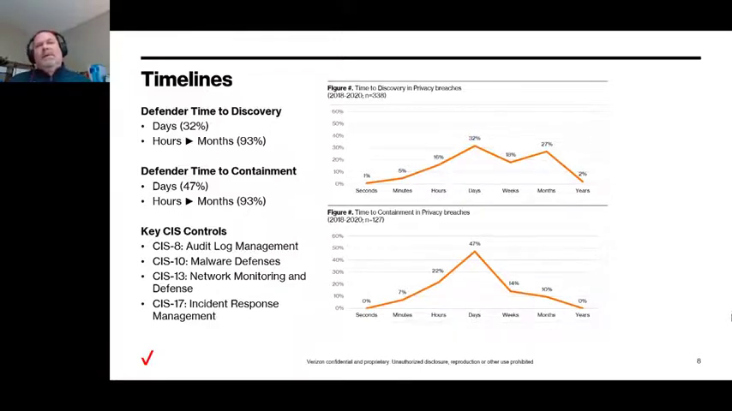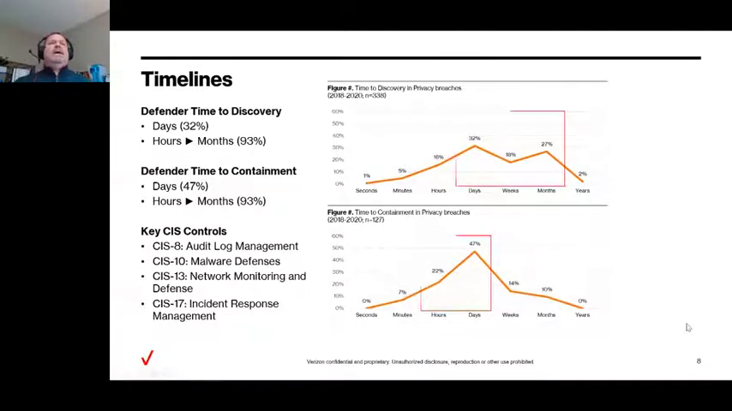On the bottom left here, for example, and you may have noticed this, are the key CIS controls. These are the Center for Internet Security Critical Security Controls, version 8. These are some of the ones we've identified that align with this particular slide. In this case, CIS 8, 10, 13, and 17 are controls to better defend against these threat actors, reduce discovery time, and improve containment time, in particular with incident management or incident response management.